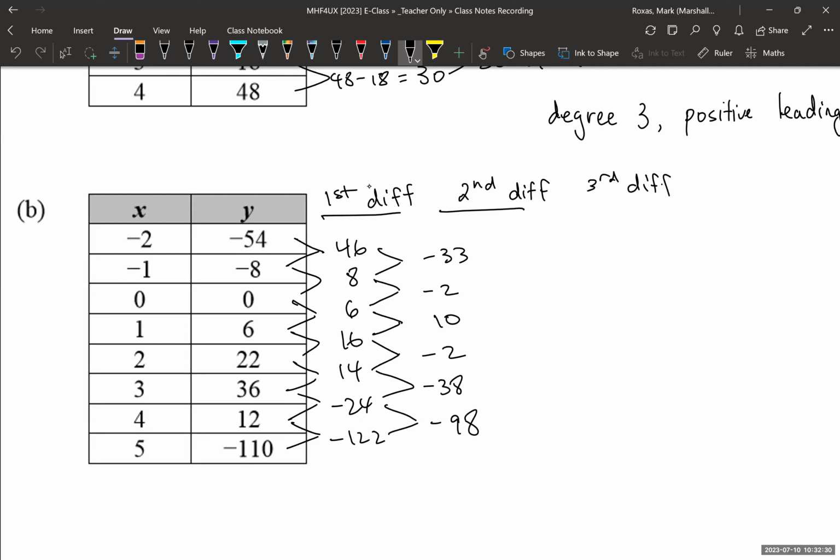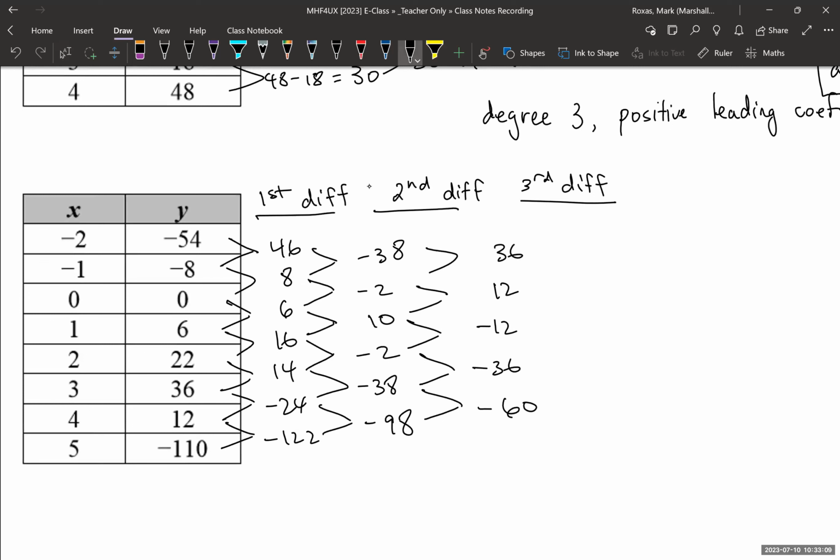Third difference is the one that's going to give us a constant. Let's see. Oh, sorry, 8 take away 46 is -38. Sorry, let's fix that. Be careful. So -2 take away -38 is 36. 10 take away -2 is 12. -2 take away 10 is -12. And -38 take away -2 is -36. And this one here will be -60. Not quite yet. No, these are not constant. Well, we can keep going.